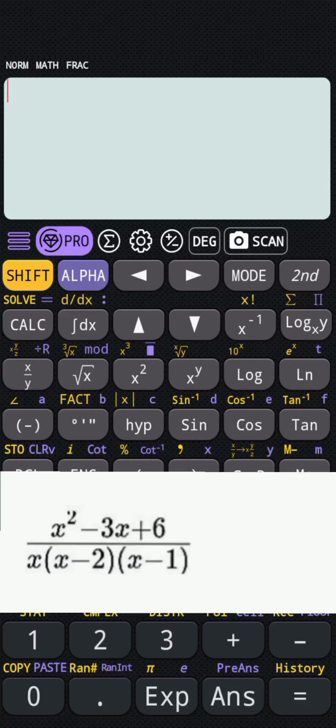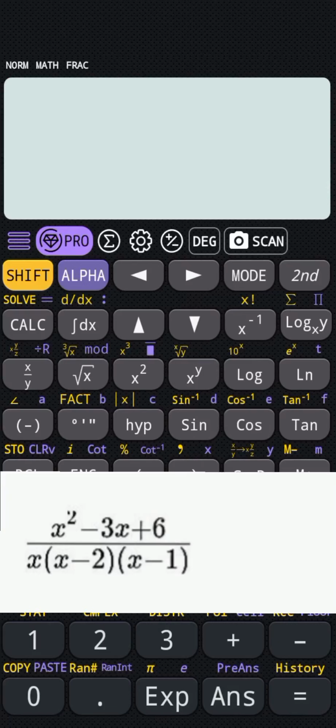The first one we have here is x squared minus 3x plus 6 all over x into x minus 2 into x minus 1. So in this compound fraction, there are three factors at the denominator: x, x minus 2, and x minus 1. And each of these factors at the denominator is a linear factor. By linear factors, we mean that the highest power of x in each of them is 1. So we can easily do this.